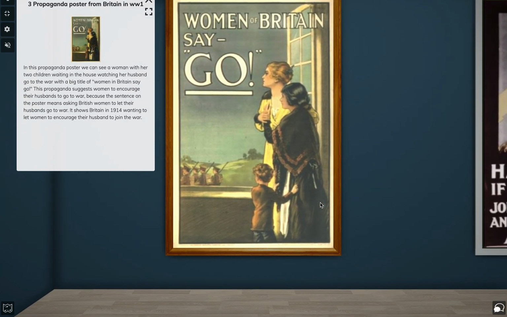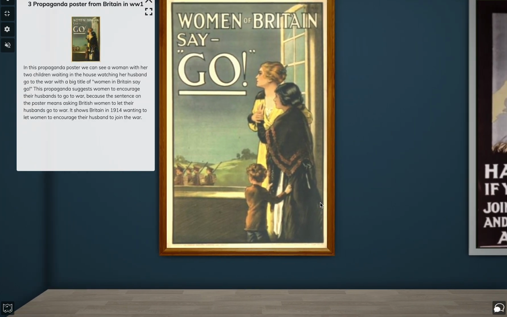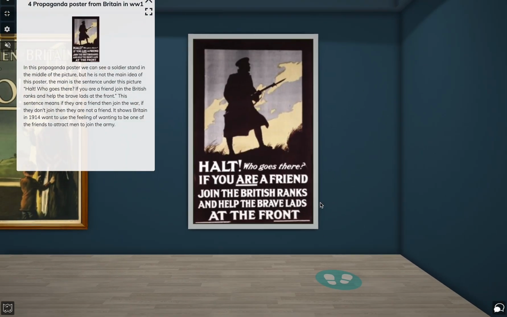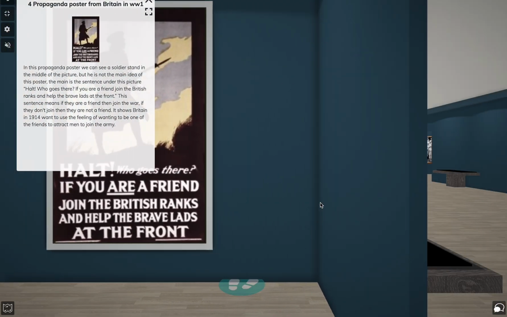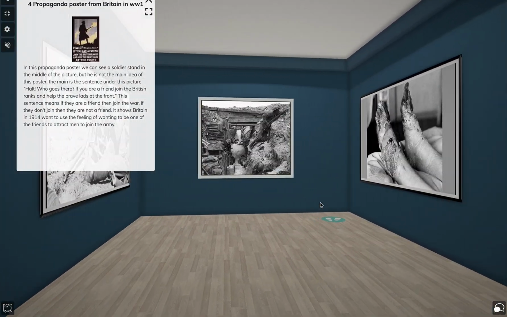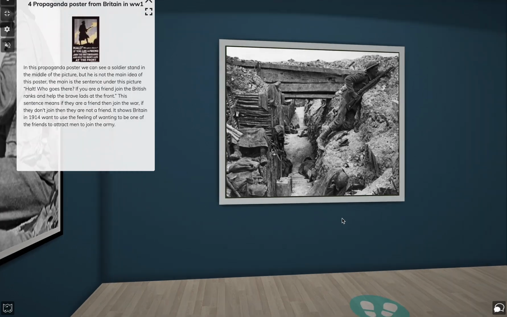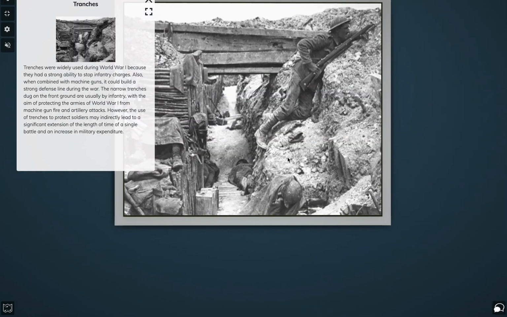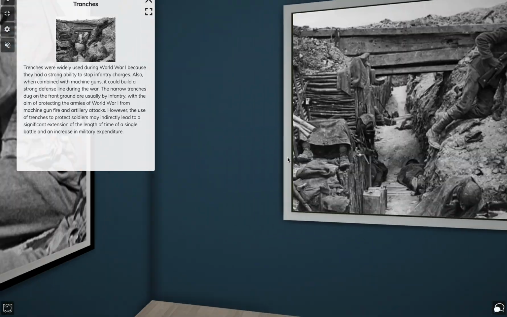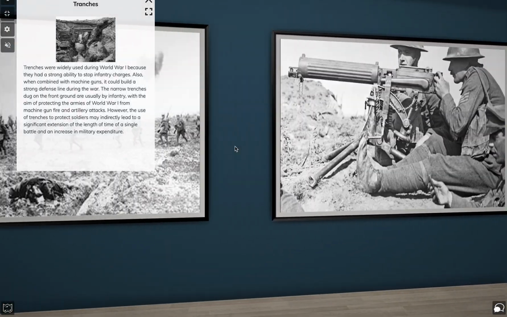And this poster is to encourage women in World War One to talk to their husbands and let them join the war. This picture is wanting to use the feeling of wanting to be one of the friends to attract men to join the army. This room is about the life and combat in the trenches. This is about basic information about the trenches.